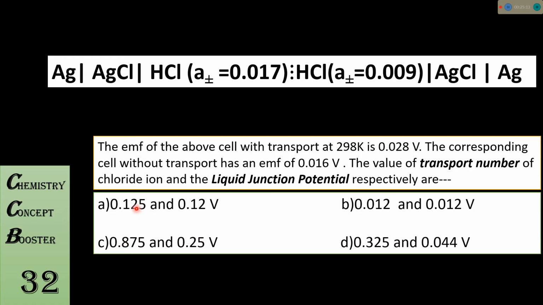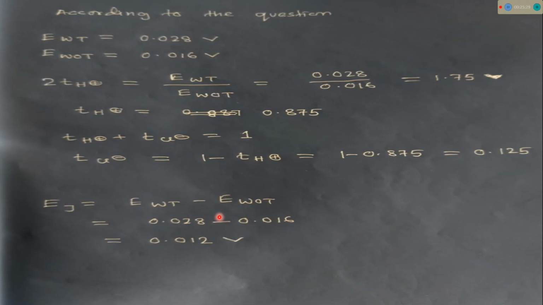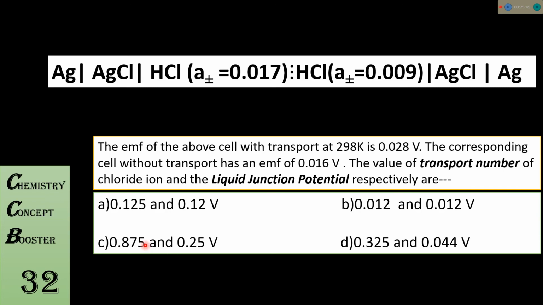If they have asked about T H plus, meaning the transport number of cation, then the answer will be 0.875 and 0.012. The liquid junction potential will be the same, but if they ask about the transport number of cation, then we have to put the value 0.875. So in the question they asked about the transport number of chloride ion, that's why the answer will be 0.125 and the E J value 0.012. So the correct option is A. 0.125 is the transport number of chloride ion.